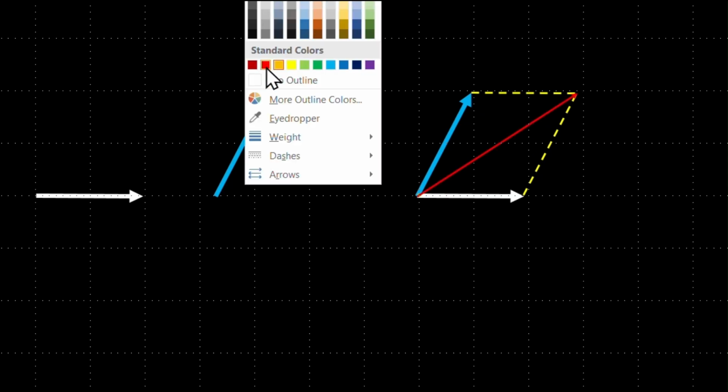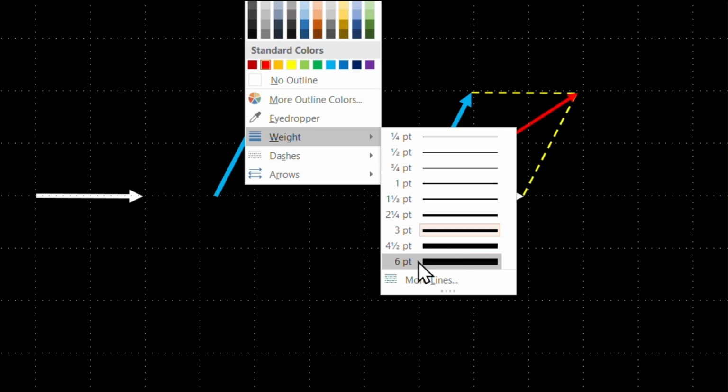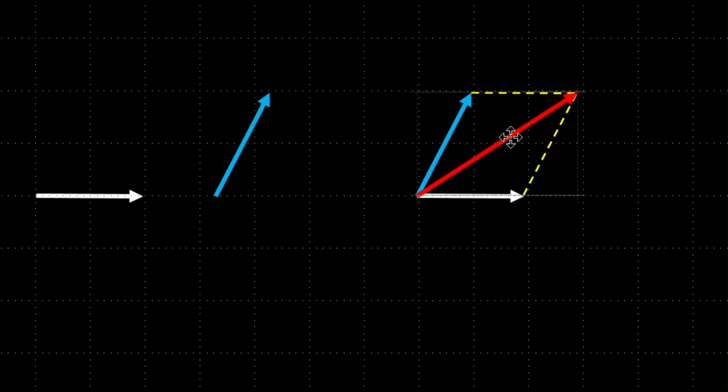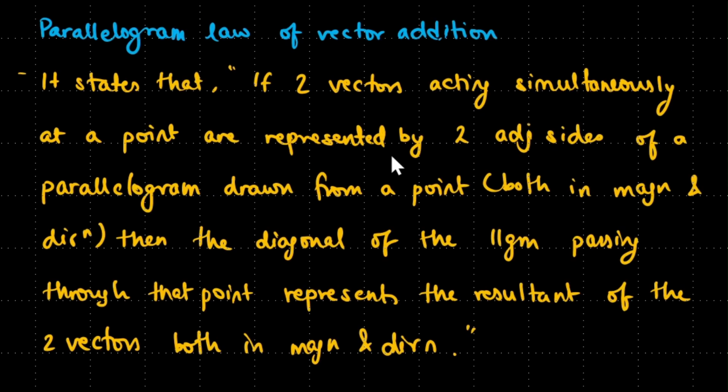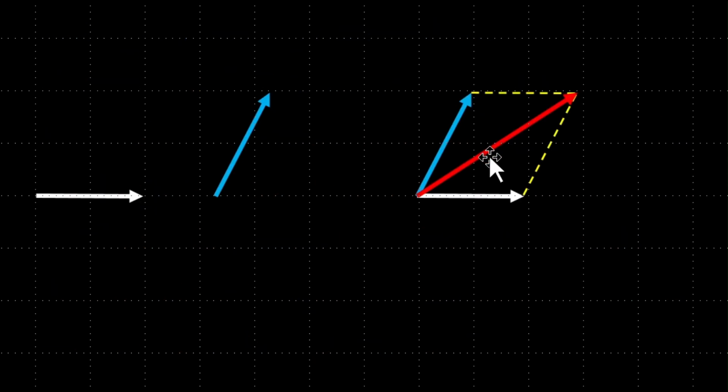So let's make this red, and let's make it a lot thicker. This red arrow, or vector, is actually the resultant of the blue vector and the yellow vector. The vectors can be anything, of course. This is what the statement states. This is the direction as well, and this is the magnitude as well. That was the visual representation of what I'm trying to show you.